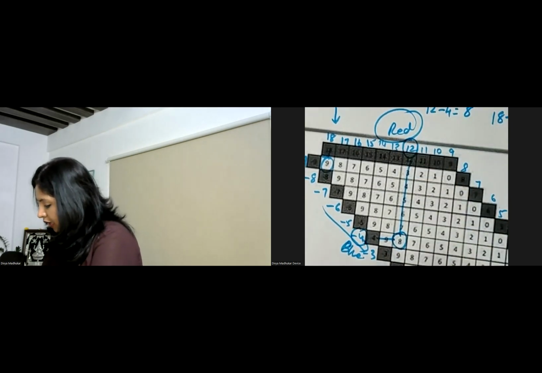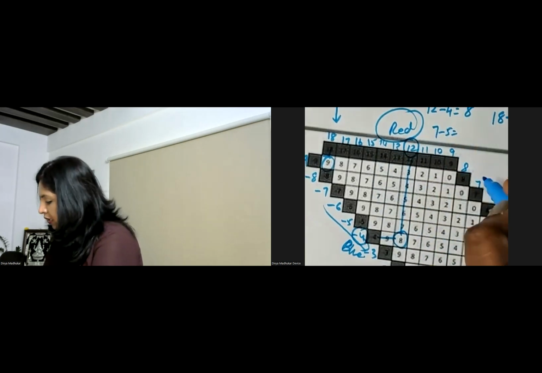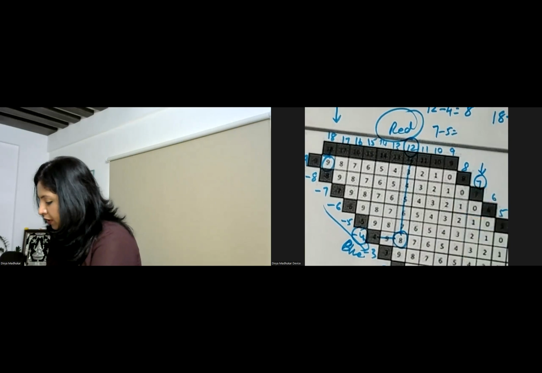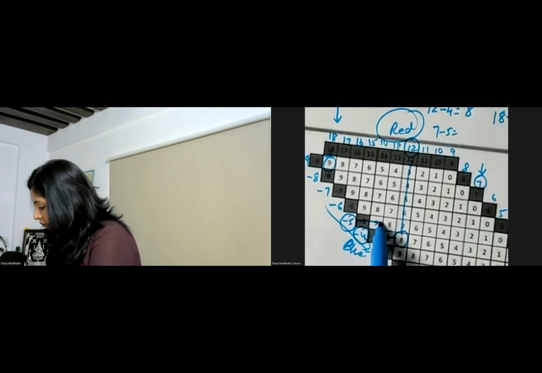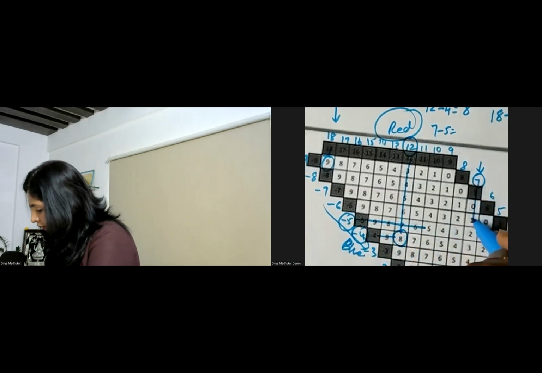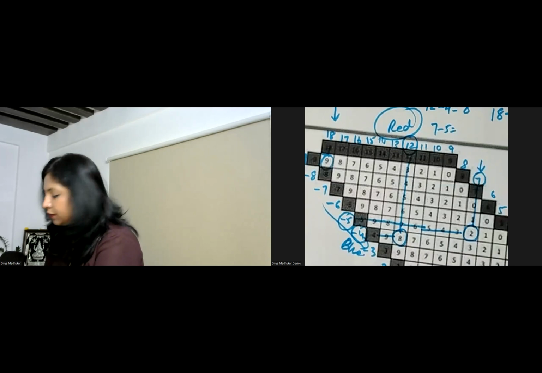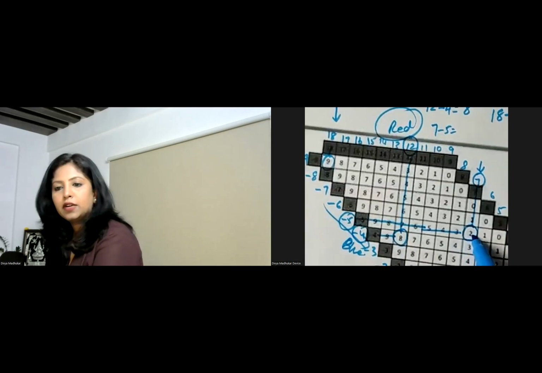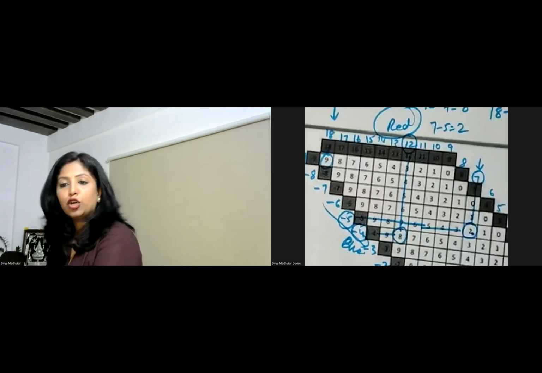When I give you 7 minus 5, where is your 7? 7 is here. Where is -5? -5 is here. Let's see the intersection. Where is it intersecting? It is intersecting at 2.